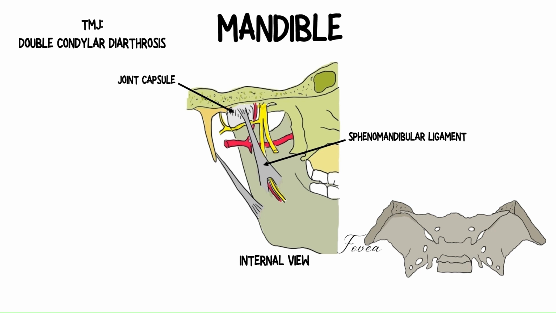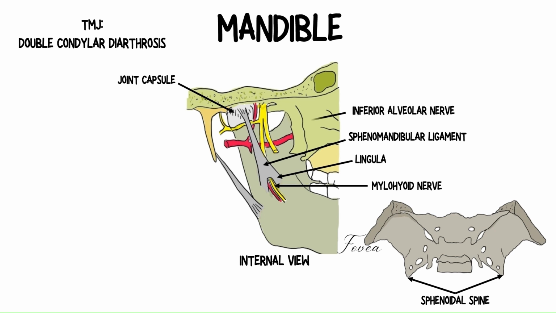Sphenomandibular ligament originates from the sphenoid spine in the greater wings of the sphenoid and descends onto the medial surface of the mandibular ramus, attaching to the lingula. The mylohyoid nerve, which arises from the inferior alveolar nerve just before it enters the mandibular foramen, does not enter the hole, but perforates the sphenomandibular ligament and runs antero-inferiorly in the mylohyoid groove of the mandible with accompanying vessels.